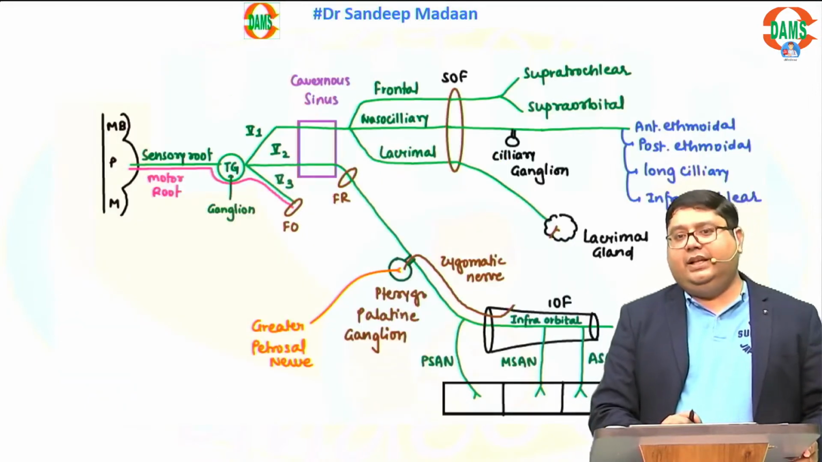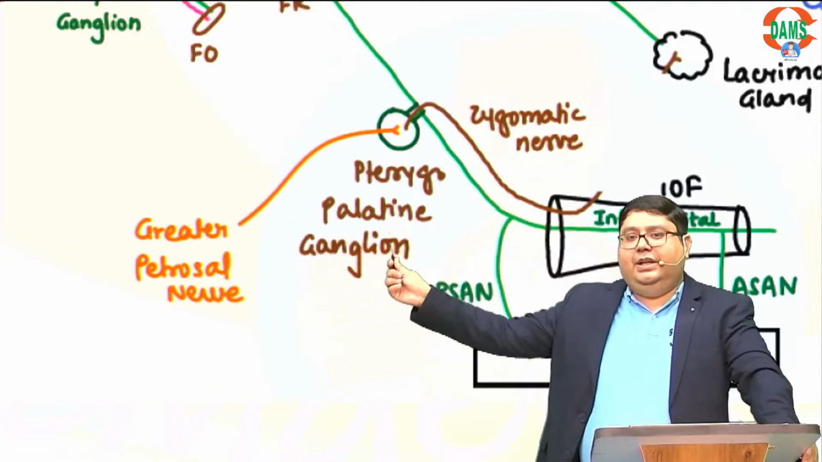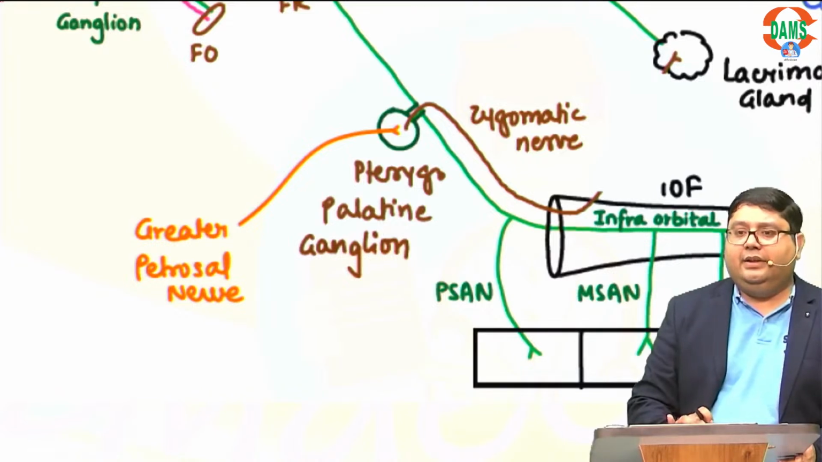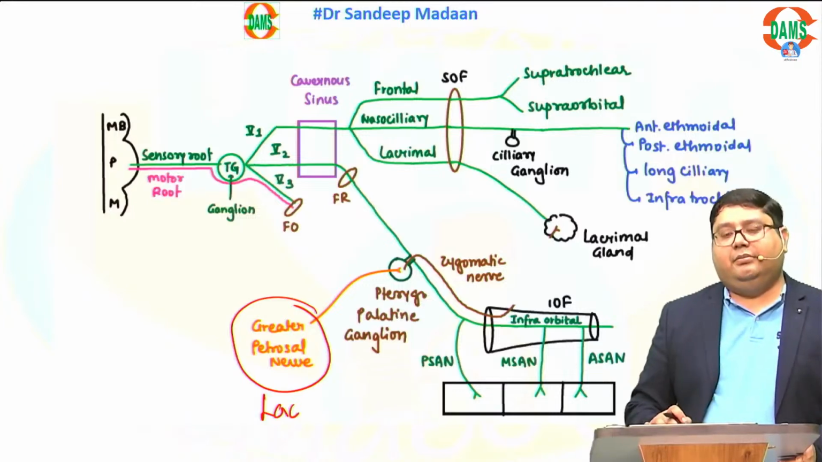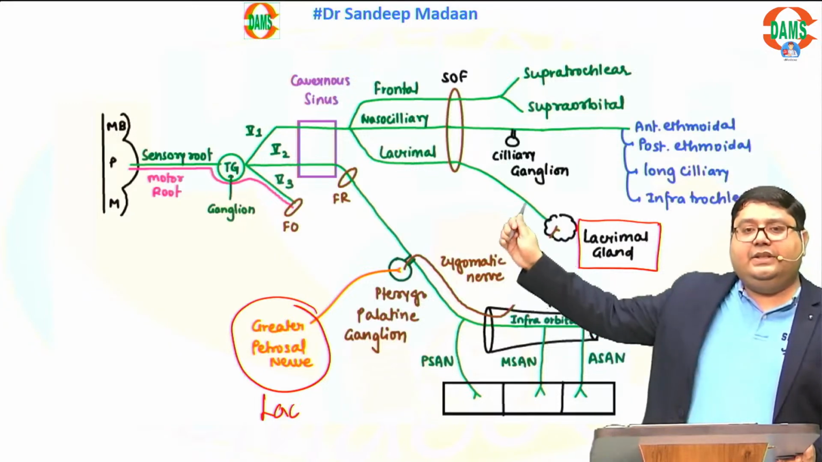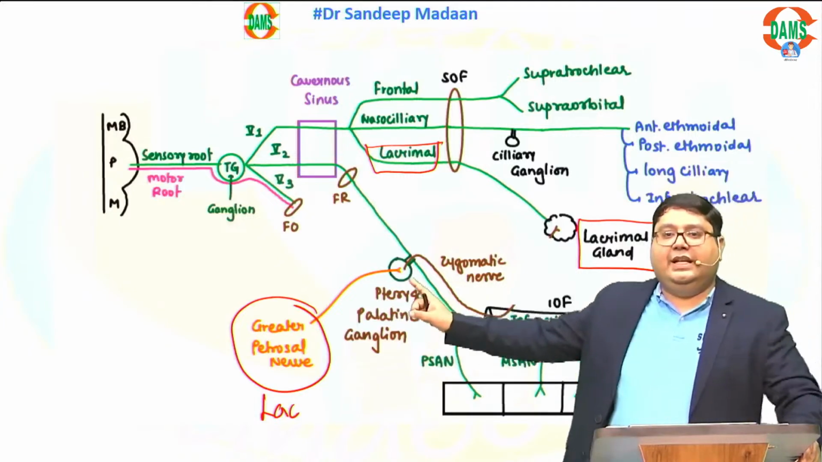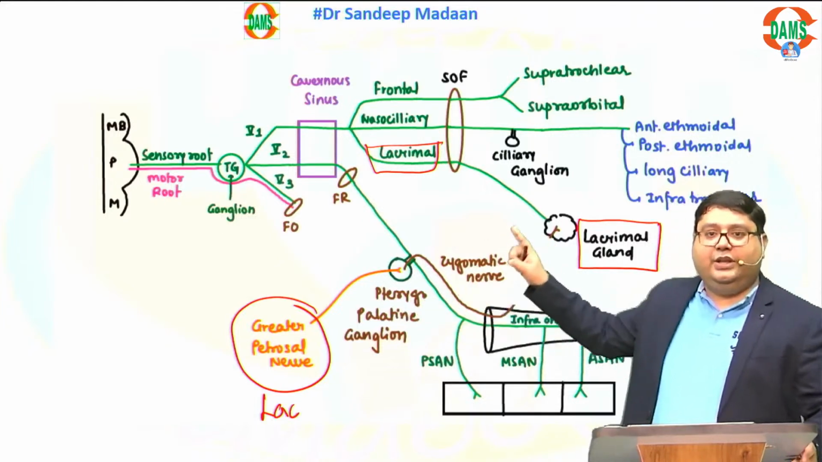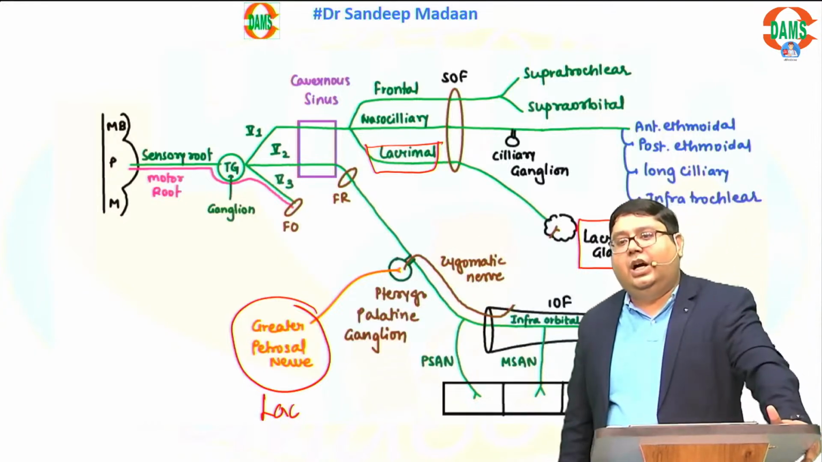Let me add something here. When you see the pterygopalatine ganglion, the greater petrosal nerve will be bringing lacrimal fibers here. But the lacrimal fibers should reach the lacrimal gland. The lacrimal gland is supplied by the lacrimal nerve. So our lacrimal fibers have reached here, but their final destination is here. So from here to here, what do they need? They need a connection, a communication. How will they communicate?